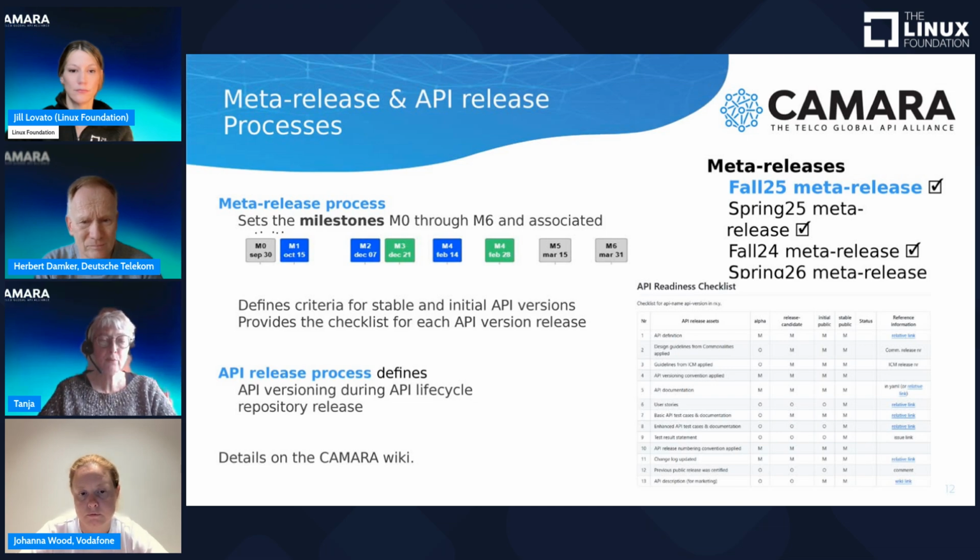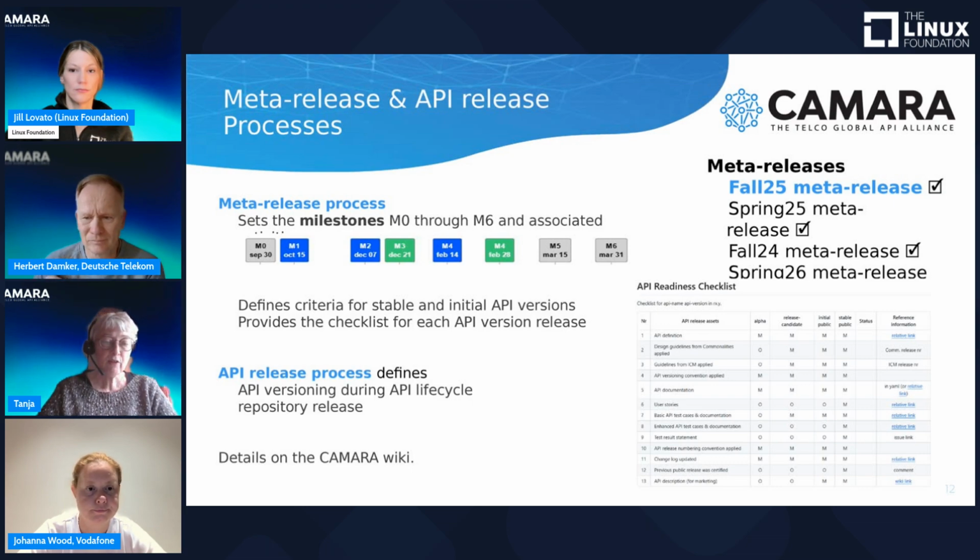So as part of the process, we define the criteria for what the stable and initial API versions mean, and have the checklist, which is the API readiness checklist that you see on the side here. It's very small, but you can zoom in later, which defines for each API version release all the assets they have to provide, such that they are a well-documented API.